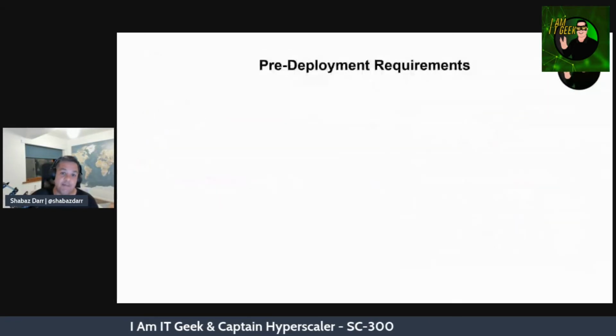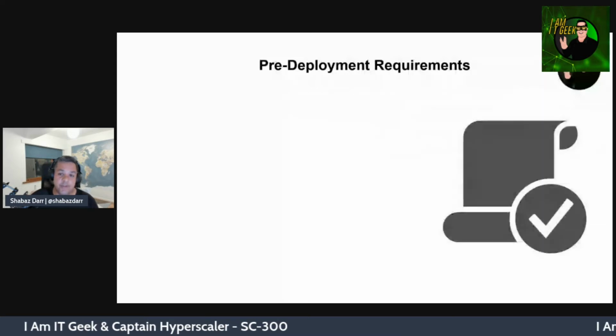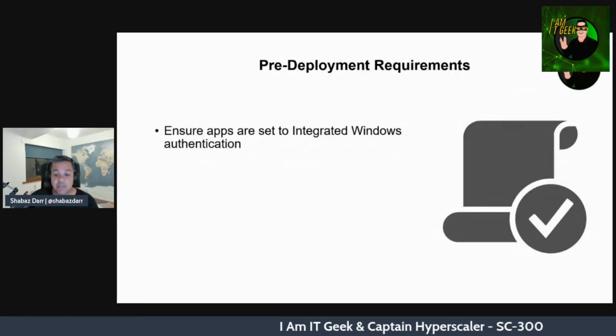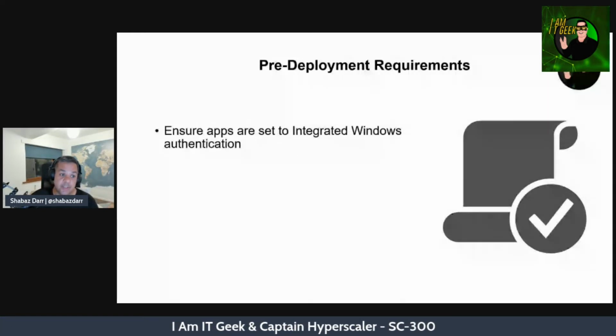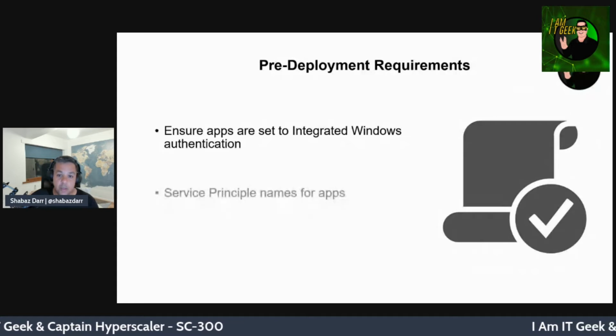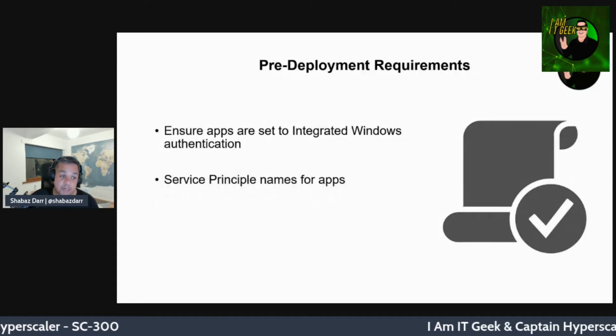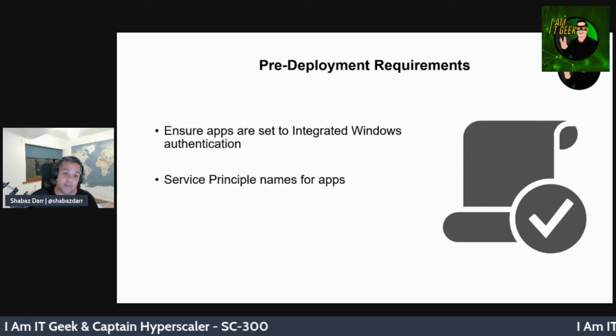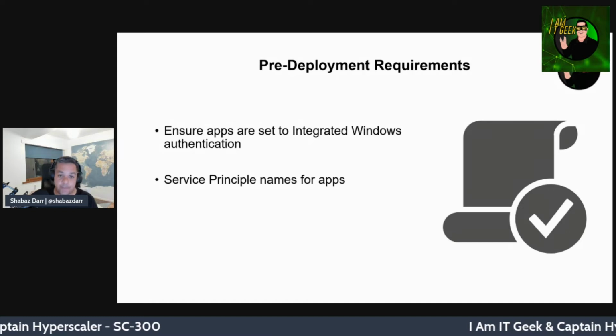I guess this is what we need to have in place before we do the deployment. We need to ensure our apps are all integrated with Windows Authentication. A lot of apps like SharePoint web apps are set to use integrated Windows Authentication, so we need to make sure that's in place before we do any deployment. All our apps need to have service principal names, because as you saw in the previous image where we were going through the walkthrough, that is one of the things that is requested. So we need to make sure the apps all have an SPN.